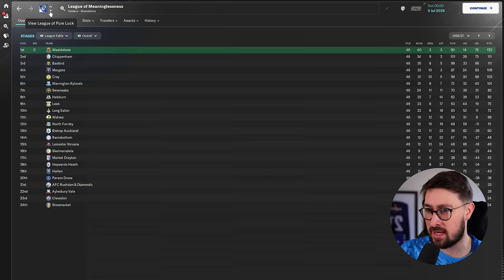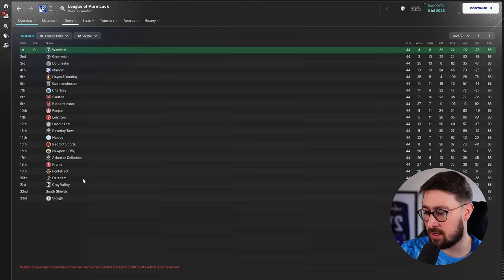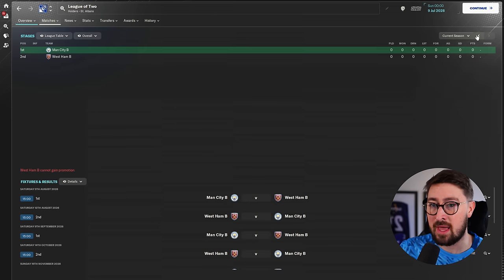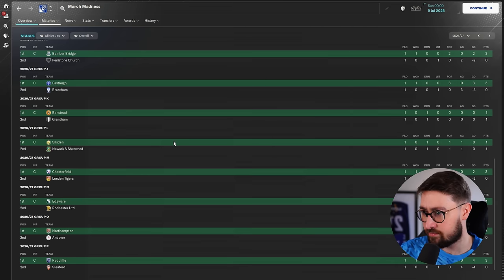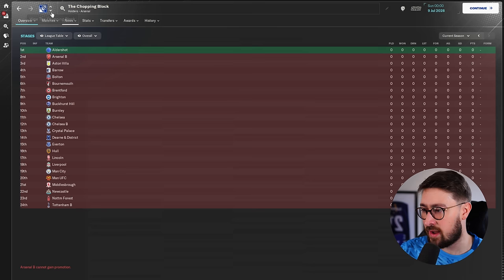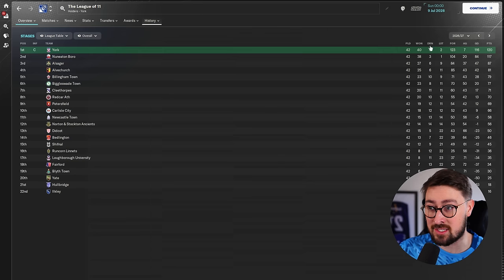Have we seen or gone past any teams that have got themselves relegated down into these from here? I'm trying to keep an eye out for teams like Manchester City, for example. The League of Pure Luck, Winsford have gone up. There's Man City B team. They're going to be in that one next year in the League of Two. March Madness. I guess they're probably in the abyss. Oh yeah, because here's the chopping block from last year, and Arsenal managed to win it and avoid the chopping block. These teams all relegated, but they're the B teams. So I think most of the big teams have managed to fall all the way down to the abyss, I should say.